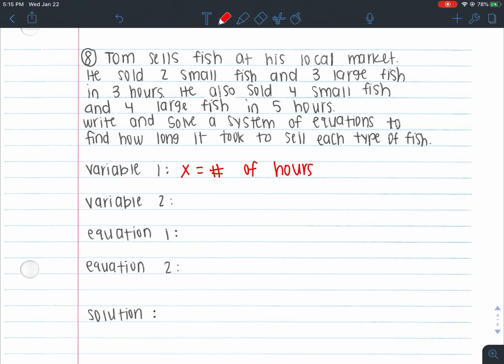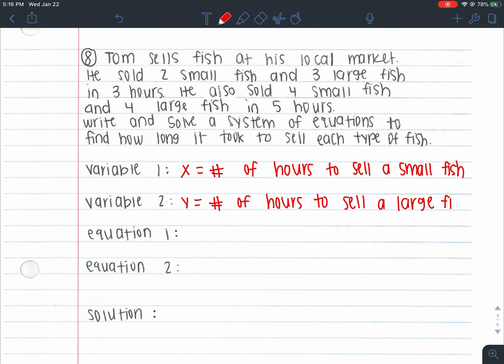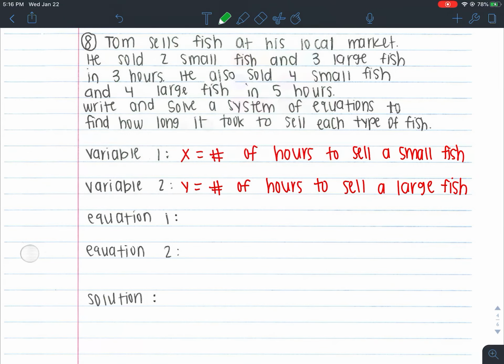Now, we can't just say the number of hours because we're talking about 2 types of fish here. We have small fish and we have large fish. So x is going to be the number of hours to sell a small fish. Okay? So that means y is going to be the number of hours to sell a large fish. We're talking about time here, so the number of hours.